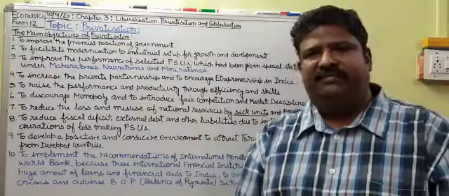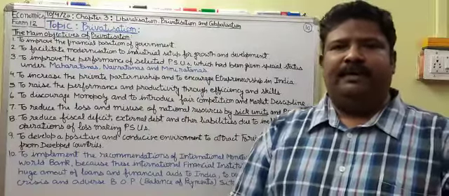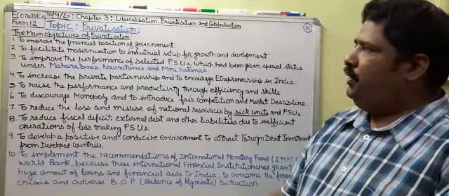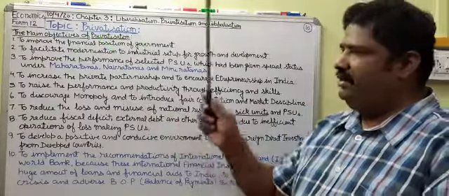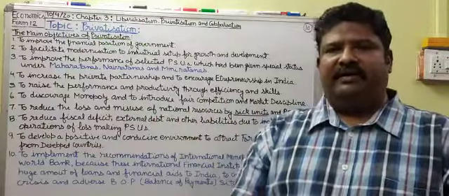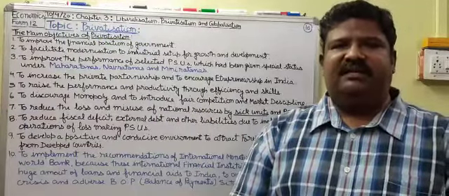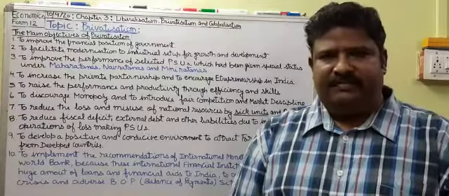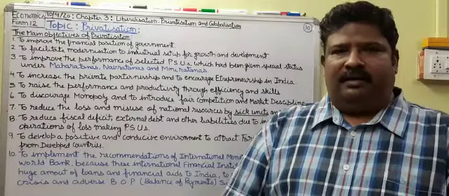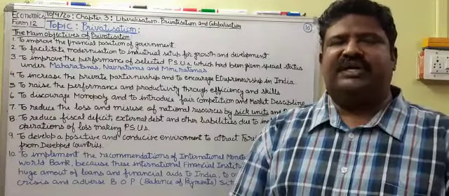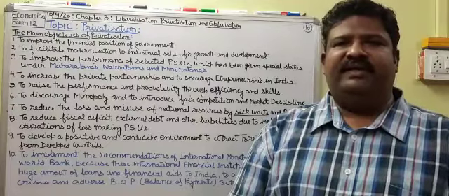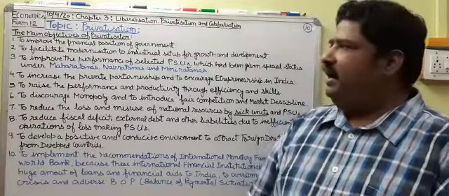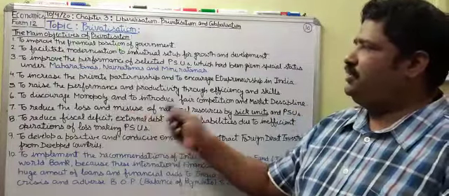There were some objectives or goals behind adopting the policy of privatization. Number one, to improve the financial position of the government. The government had already incurred huge losses by investing in the public sector enterprises or undertakings. Instead of giving profits, they were giving losses to the government. So the government wanted to reduce these losses and improve its financial position.